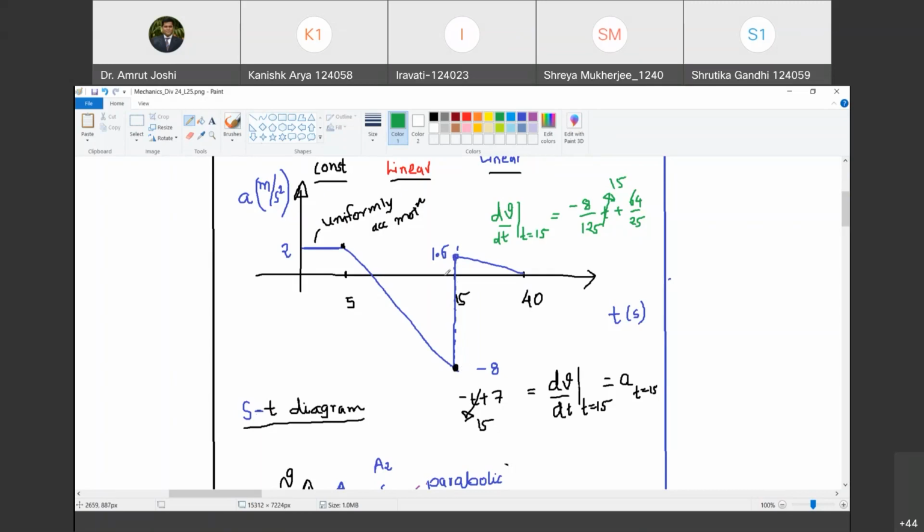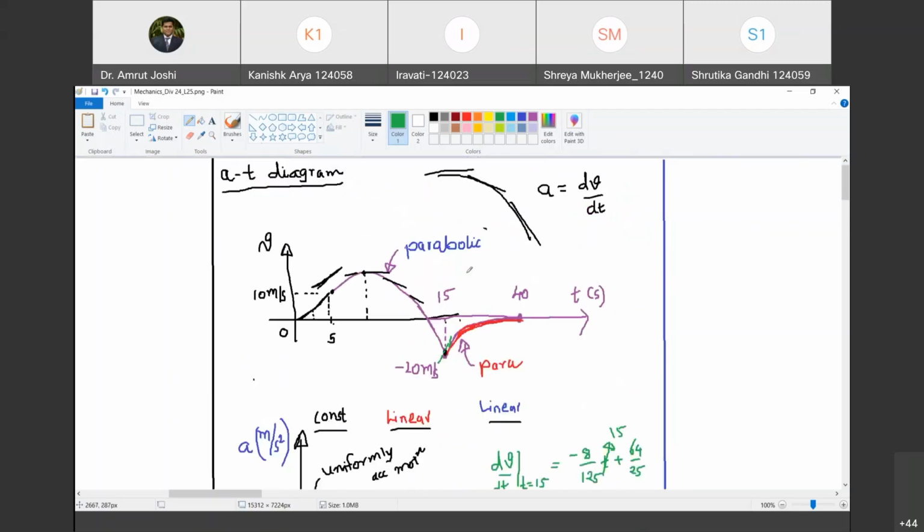Are you with me? Yes, sir. So at a given instant of time, how the hell can a body have infinite accelerations? It is not physically possible. Do you agree with me? Yes, sir. Indicating the velocity time diagram which has been given to you is not correct. Are you with me? Yes, sir.